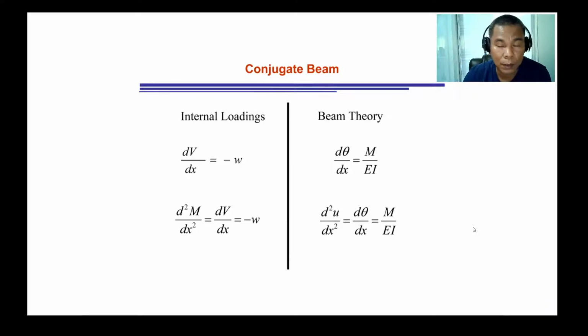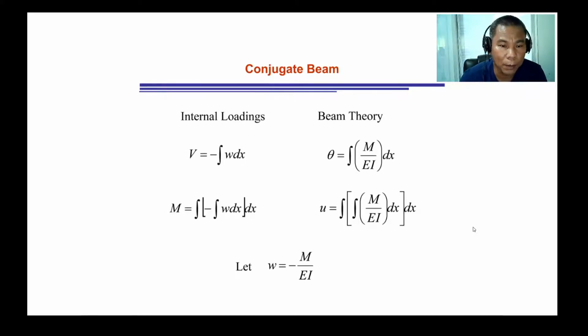Actually, Professor Breslau took advantage of these similarities between the internal loadings and the beam theory. So if we integrate those values, the shear for the internal loading will be equal to the negative integral of w dx, which is equivalent to the angle theta, which is the integral of M over EI dx. For the internal loading, the moment is the double integral of minus w dx, which is equivalent to the displacement in beam theory, which is the double integral of M over EI dx.